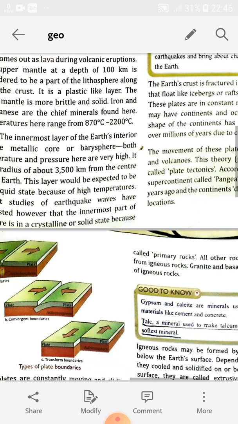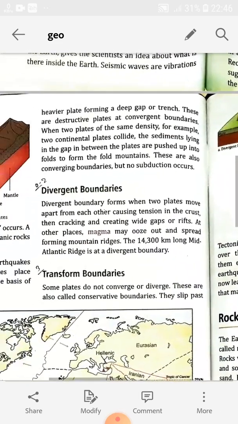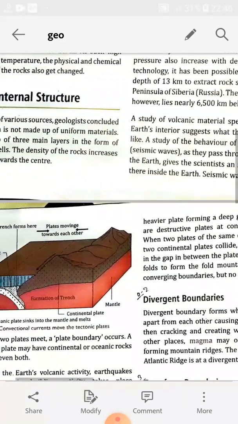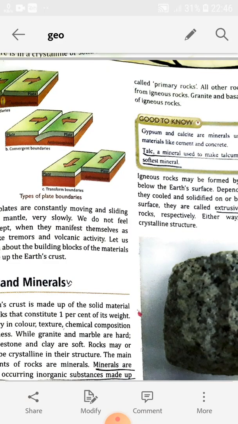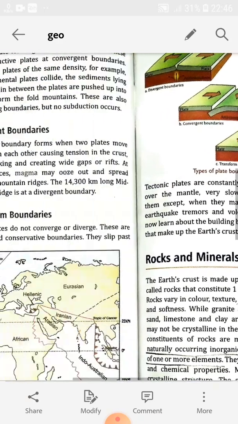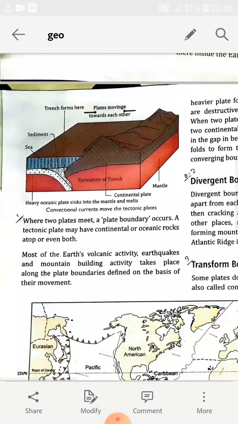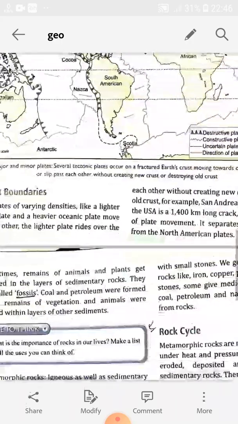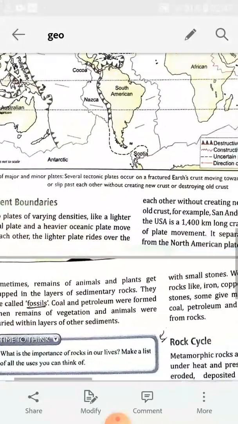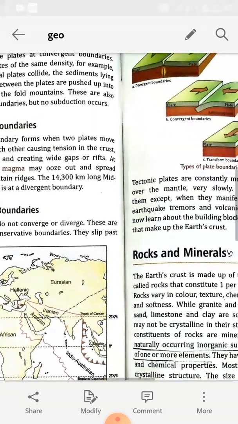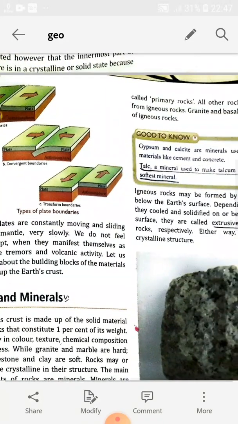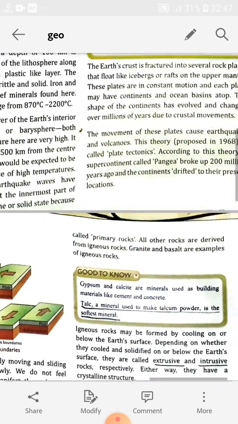Okay, now we are going to start the next part, rocks and minerals. And before that, we are going to learn about the boundaries. There are several types of boundaries: divergent boundaries, convergent boundaries, and transform boundaries. We are going to learn about them in the next part of the video, which will be coming very soon.